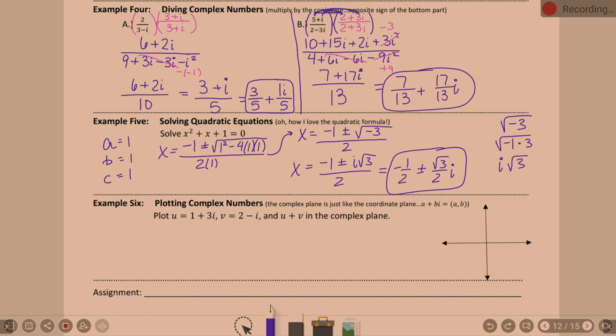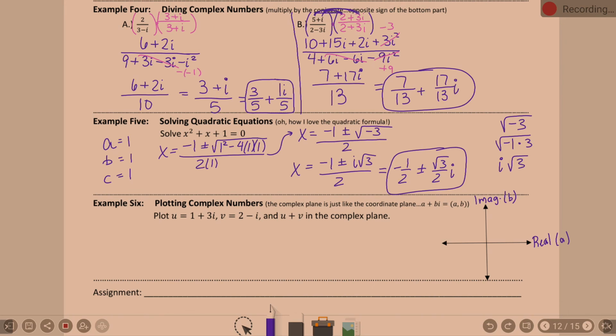And one more. Okay. I think we did a teeny bit of this last year in Algebra 2. I don't really remember. But plotting complex numbers. The complex plane is just like the coordinate plane, where a plus bi is equivalent to the ordered pair a and b. So instead of having x-axis and y-axis here, what we have is a real axis. So this is your a-axis. And we have an imaginary axis. So in other words, your b-axis.